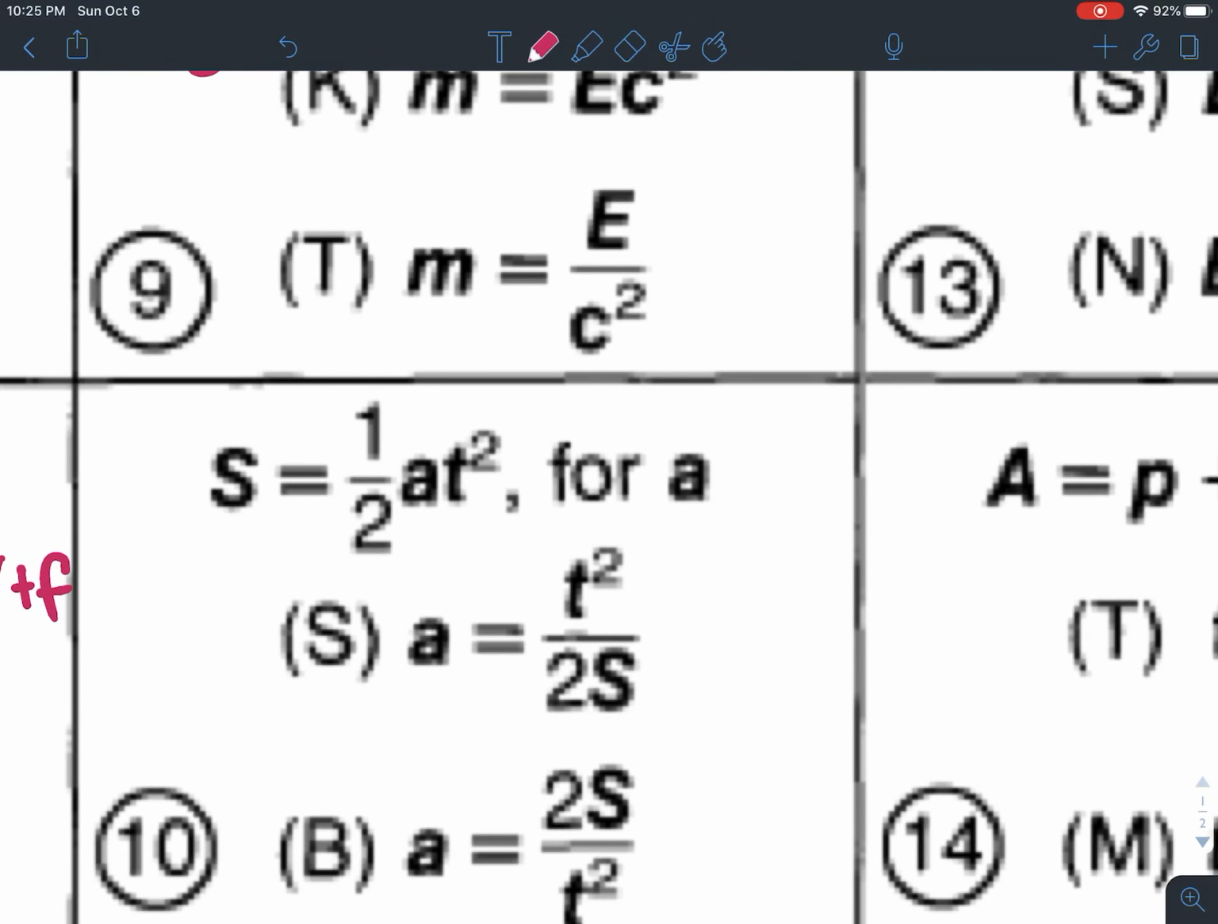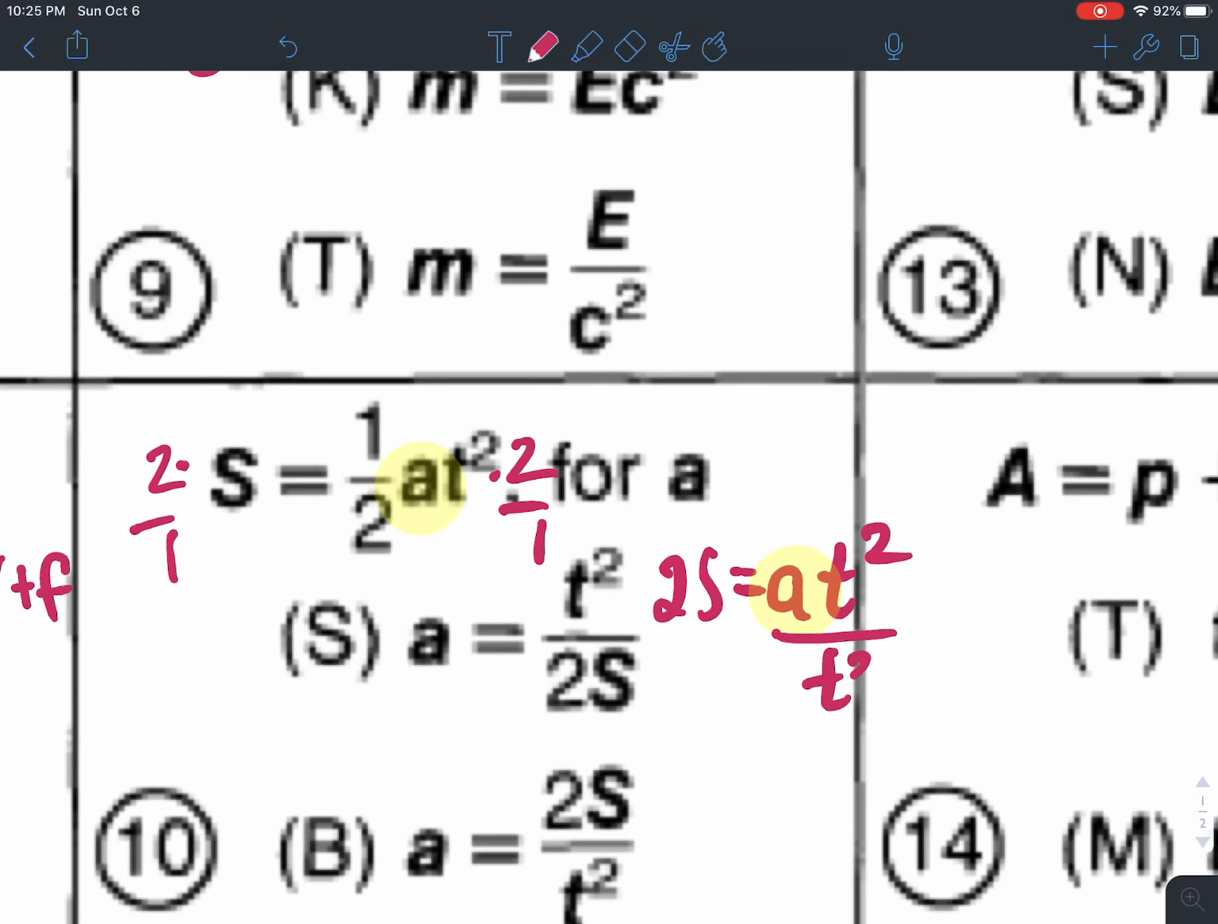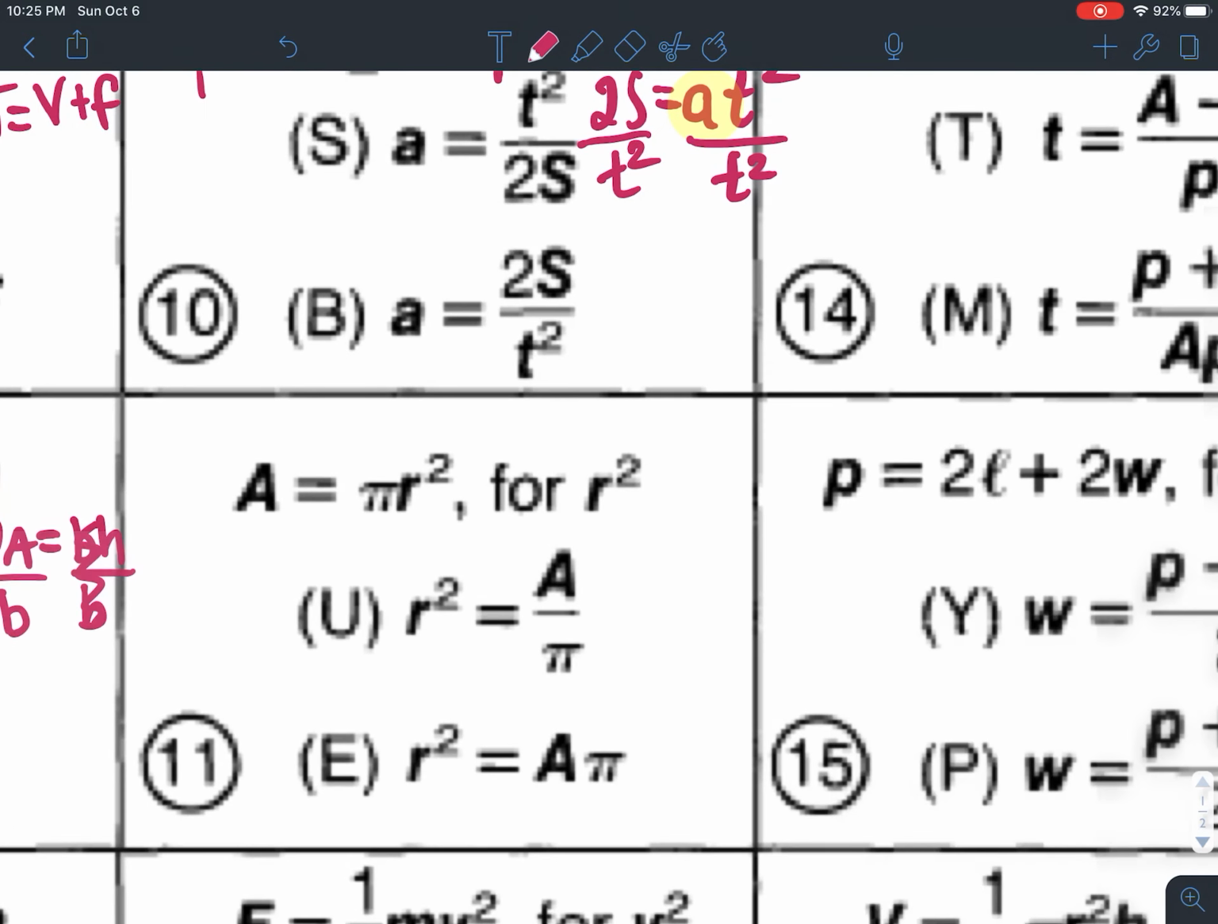Solving for a, we're going to multiply by the reciprocal first. So that's 2s equals a t squared. And then we are going to isolate the a by dividing by t squared on both sides for that one.